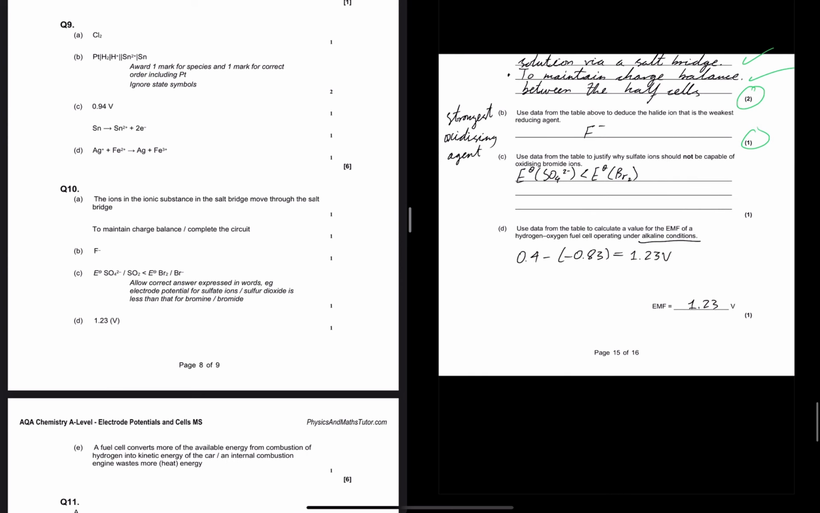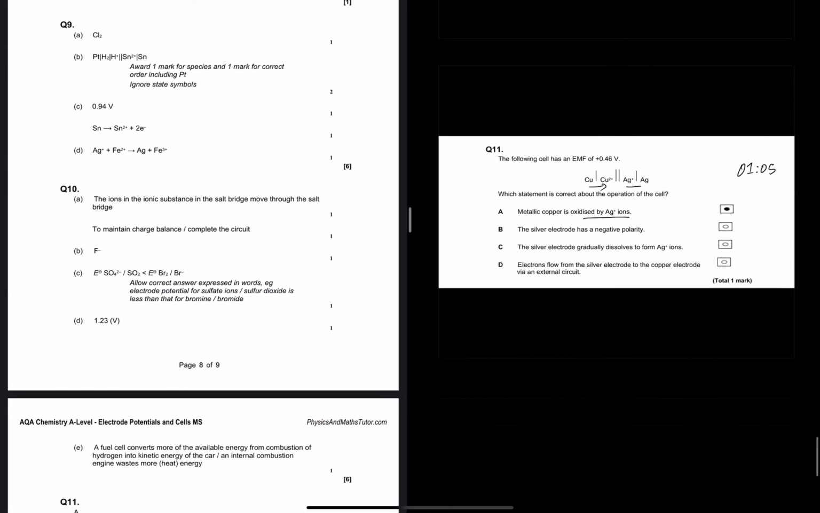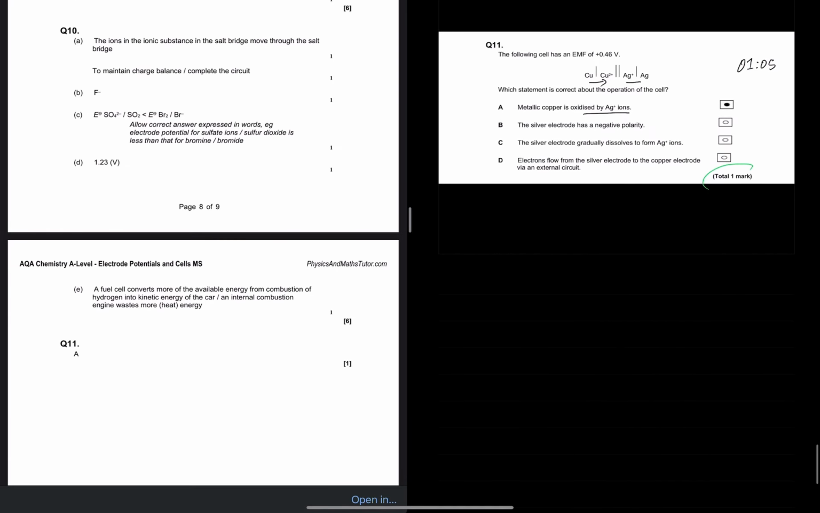Electrode potential of SO4 2- is greater than the electrode potential of Br2. Or you can say the electrode potential of SO4 2- is greater than that of Br-, and that's literally it. You can express it in words, that's fine. You can literally say the same thing but in words. For example, the electrode potential of sulfate ions is less than that of bromine. So that's that. 1.23 volts, yes. And then 11 was A. There you go.